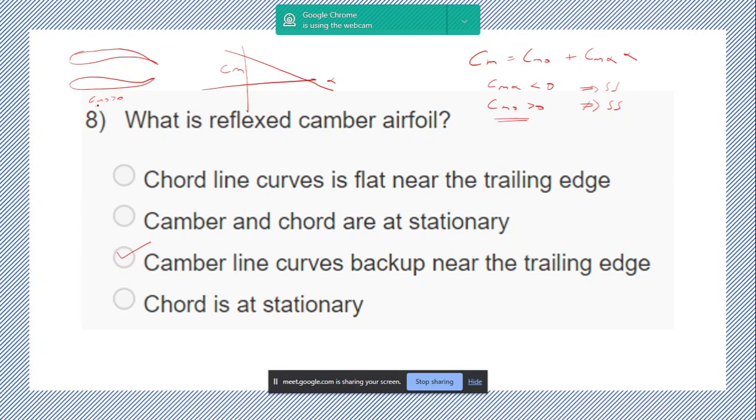But my question is, why do we need Cm naught greater than 0? Why do we need this to be a positive quantity? This is Cm naught. Why can't we have a curve like this? This is also Cm alpha less than 0, which is the only condition we need for static stability. Why can't we have Cm naught negative?